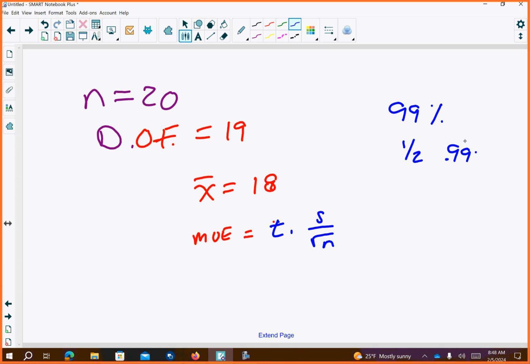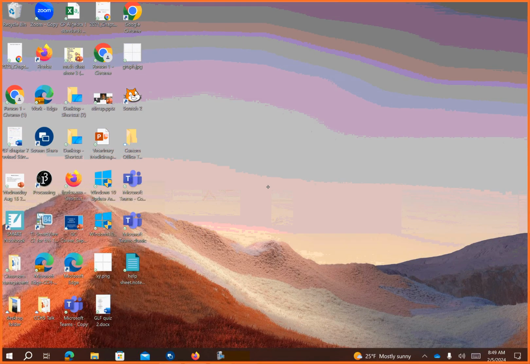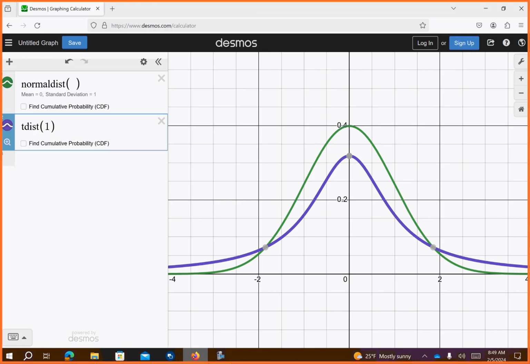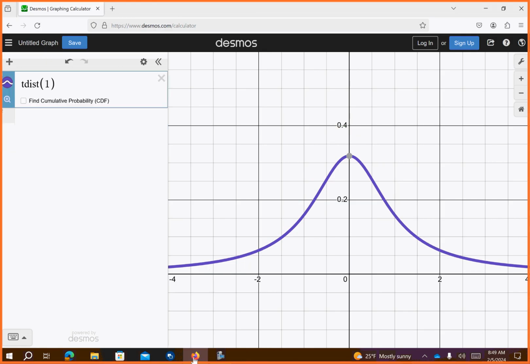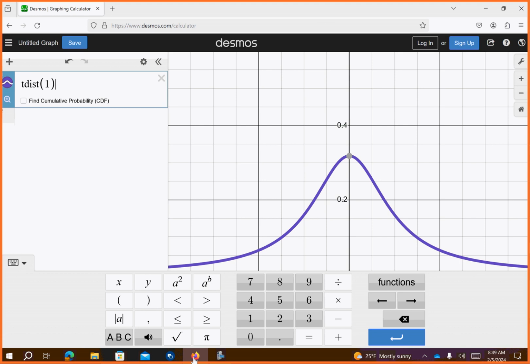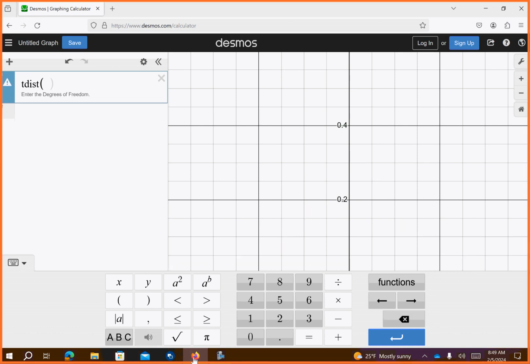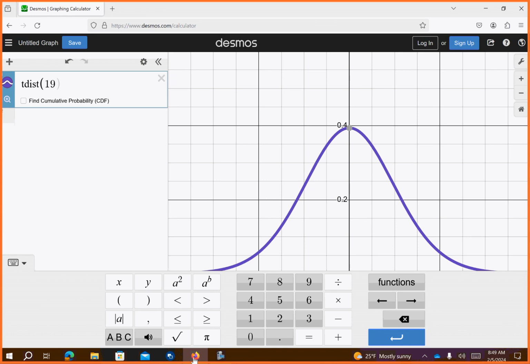Okay, so we're going to go with the 0.995. So let's start plugging that in. So we're going to go backwards. We had 20 bicyclists. Degrees of freedom is 19. So this is our thing.